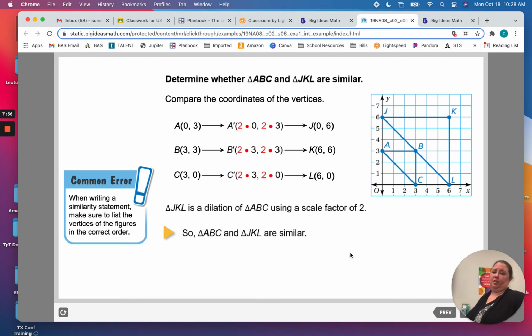Oh, we don't even have to look at the sides? All you had to do is see if the dilations worked. Okay, another thing you could look at, let me just show you here. Can I draw on this? I think I can. Yes.